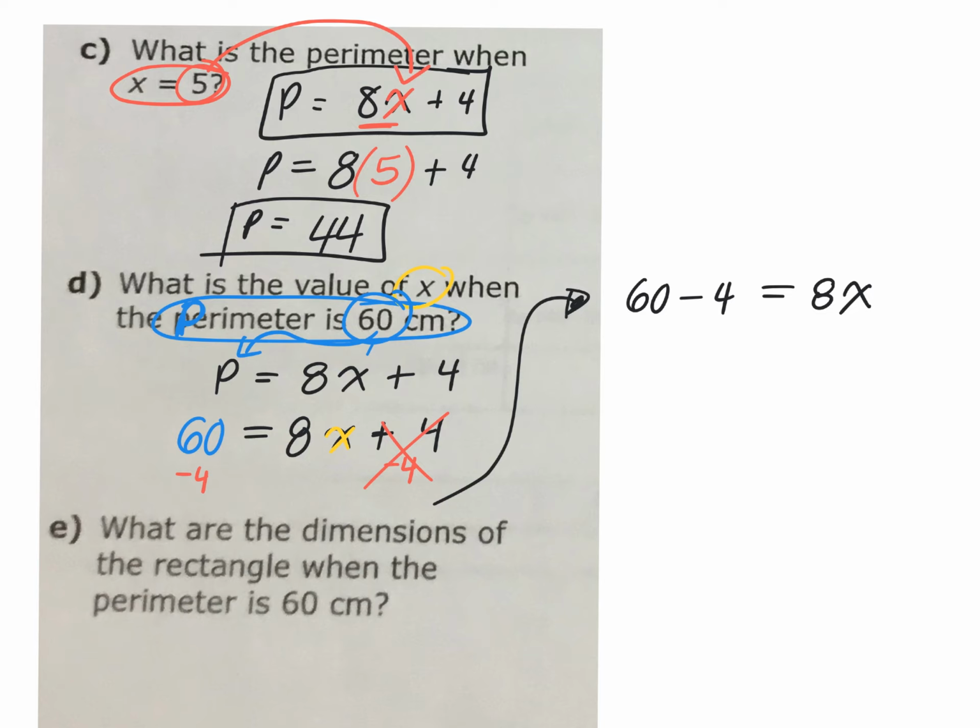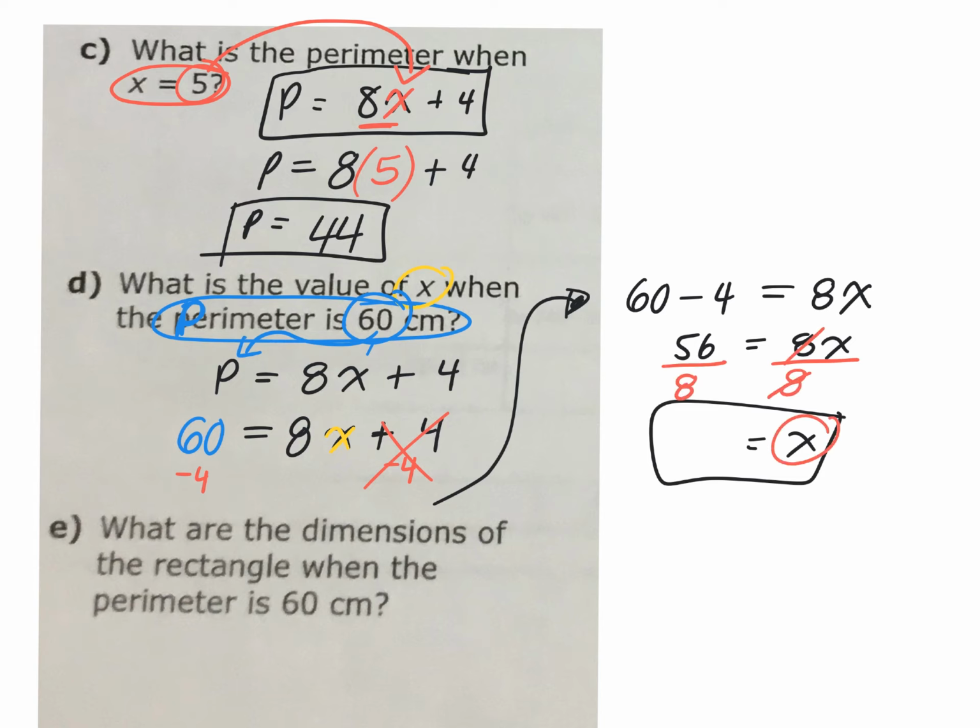We're trying to get x by itself. What's 60 take away 4? 56. So 56 equals 8x. But I want to know, what does x equal? So what's the last step? Yep. 56 divided by 8. Divide by 8. That gets rid of that, and you're left with just x. So I have to divide by 8 on this side. What's 56 divided by 8? 7. So x is equal to 7.